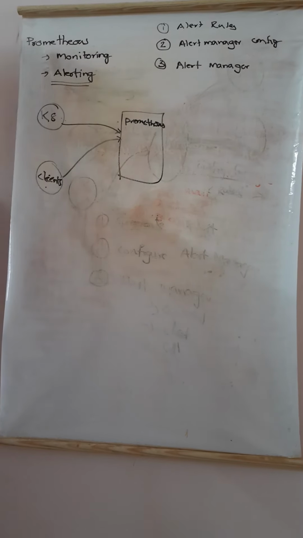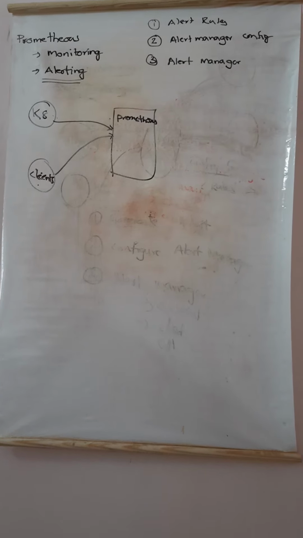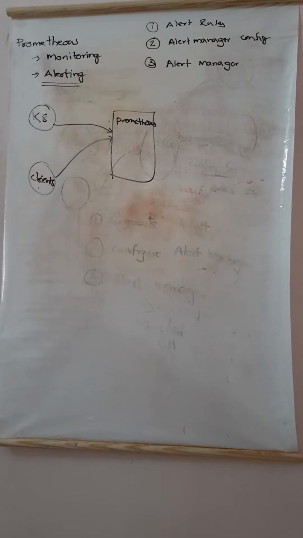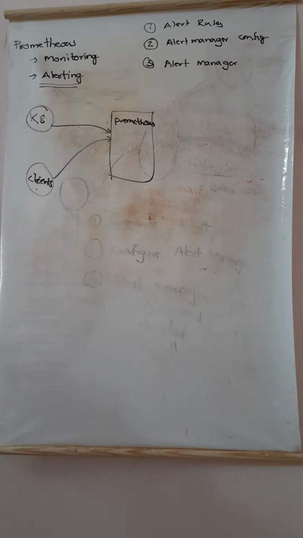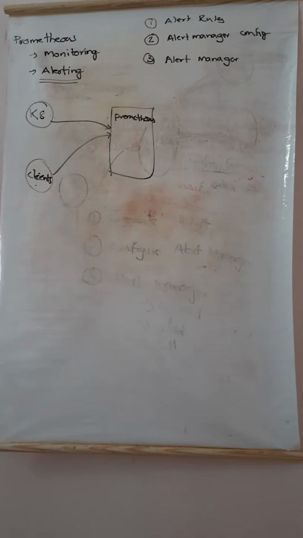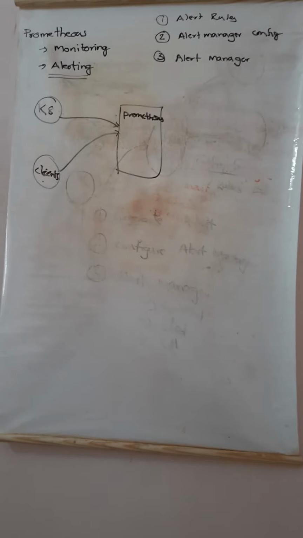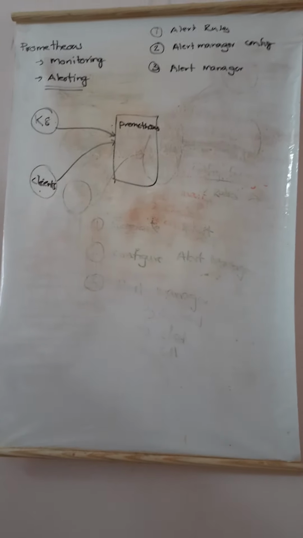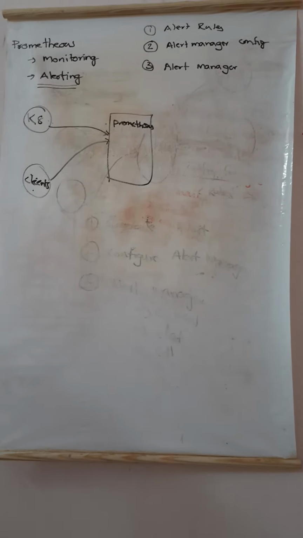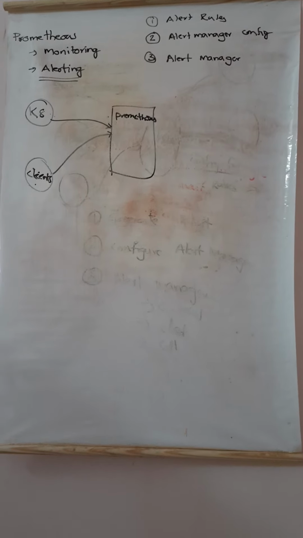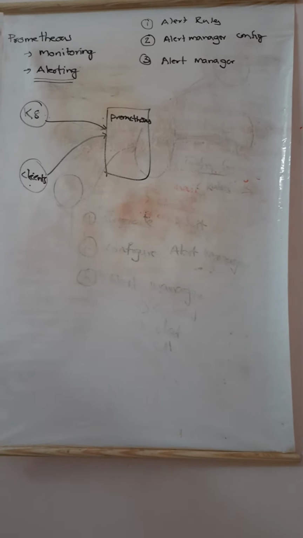Alert rules are specified in the Prometheus config file, using Prometheus expression language. A specific rule will have sections like rule name, rule expression, rule frequency, and some labels like severity, and for more descriptions, annotations also can be added to the rules.